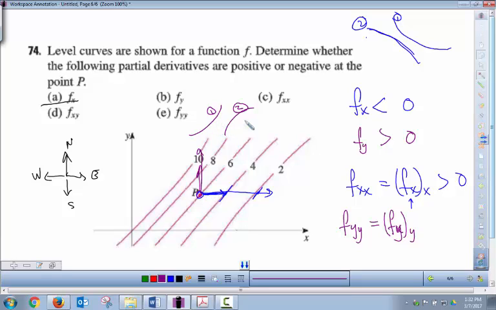So is it 1 or 2? It's 1, right? It goes up kind of slowly, and then it starts going faster and faster. So it'll be this one. Yeah, we're starting from point P. So this is concave up or down? This is concave up again.